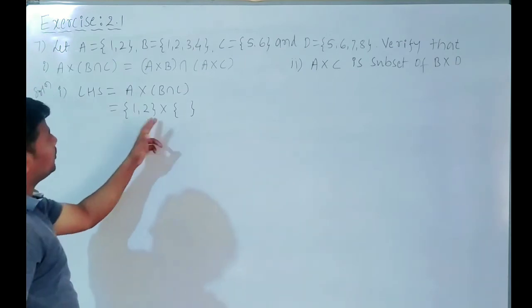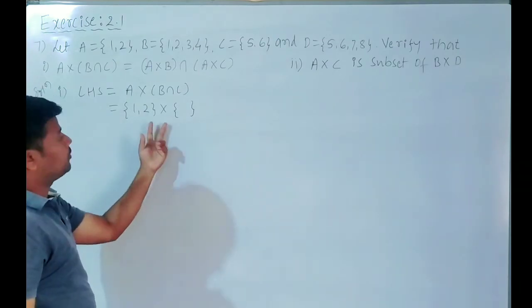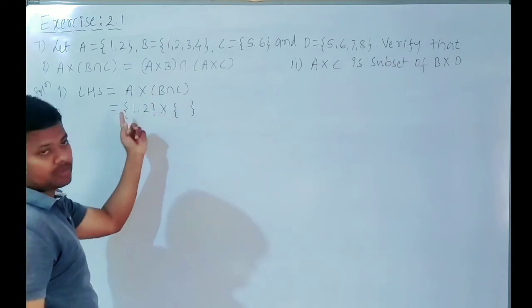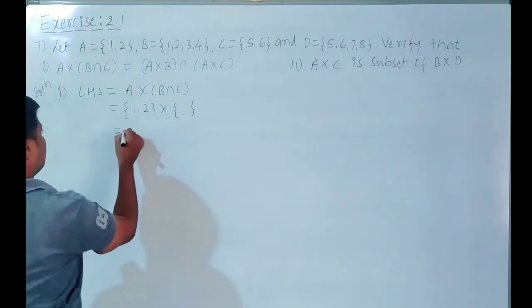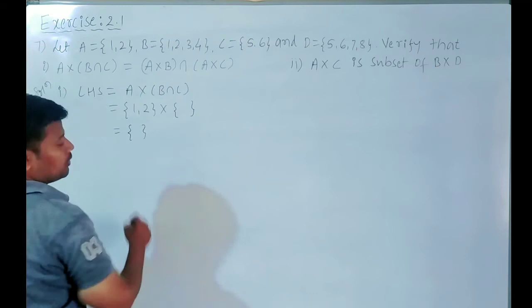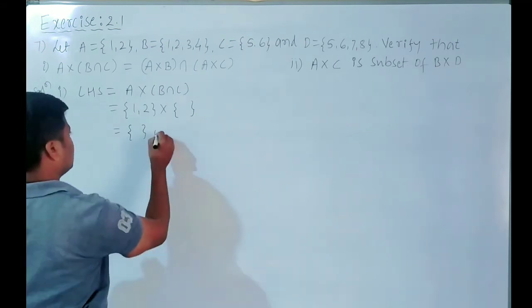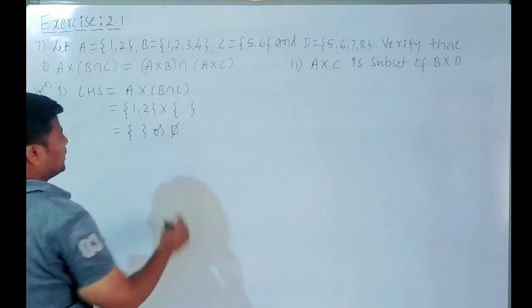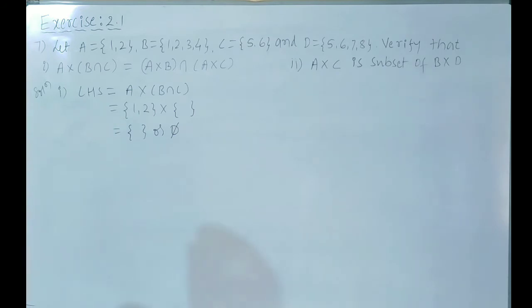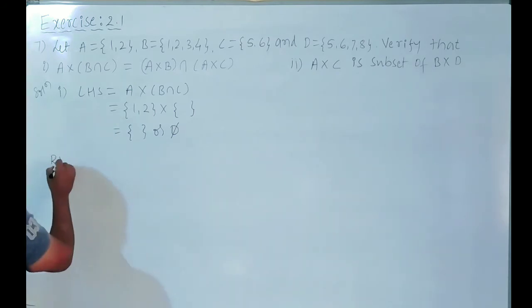So what happens to the Cartesian product here? There are no elements here, so what will you map here? So this is also null set. Either you can write like this or null set. Okay. RHS. We will check RHS.